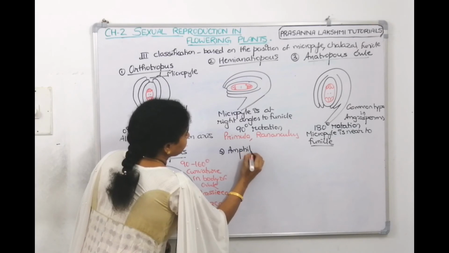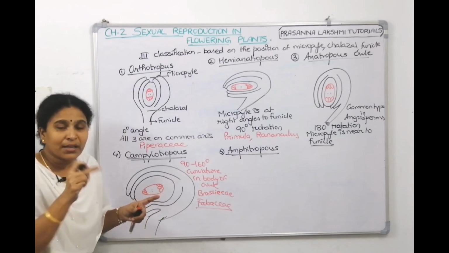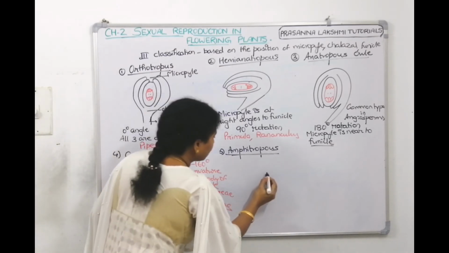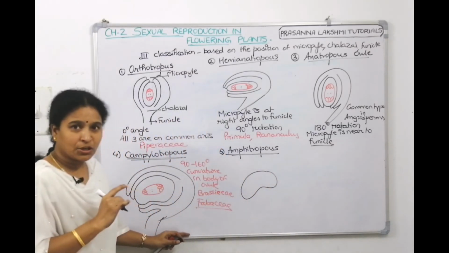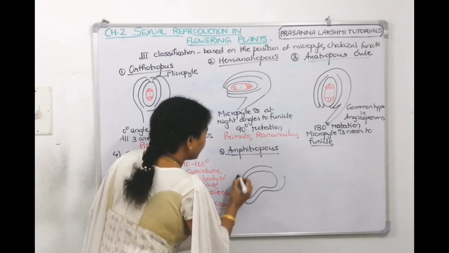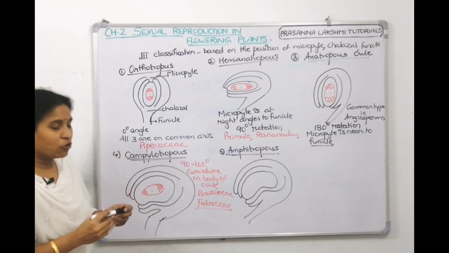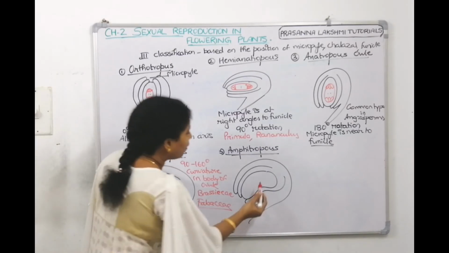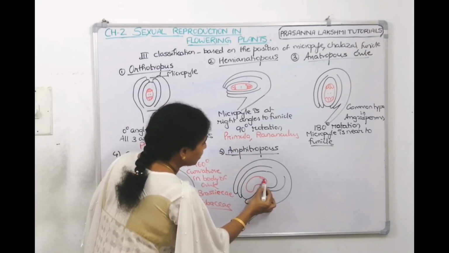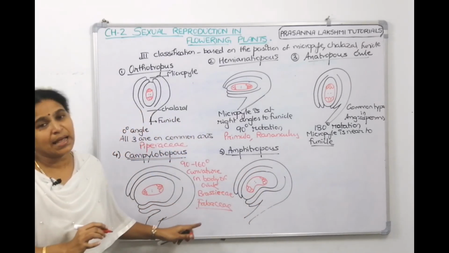Now coming to the next type, it is called Amphitropus. In Campylotropus, only the body has shown the curvature. In Amphitropus, the body and also the embryo sac will show the curvature. The body shows a curvature like a horseshoe. This we know, we drew it for Campylotropus. But in Campylotropus, we said the embryo sac is normal. Here in Amphitropus, I have to rotate the embryo sac also like a horseshoe. The embryo sac also has a horseshoe type of curvature. 3 cells here, 3 cells here. This is called Amphitropus.